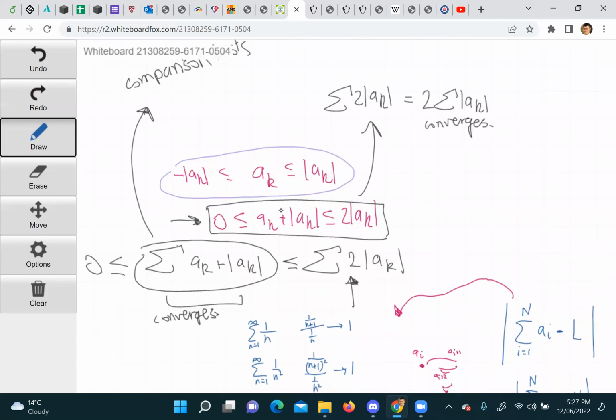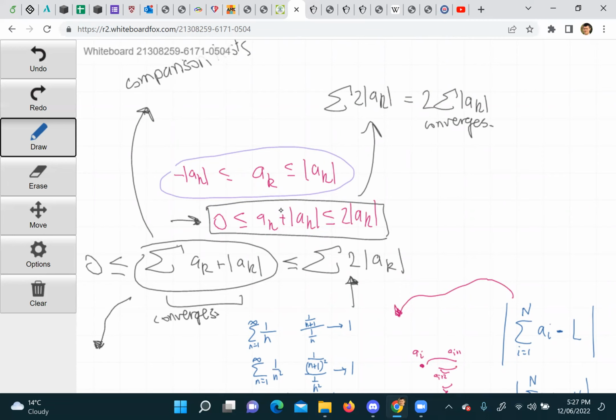It's obvious that it converges because of the definition of real numbers: if something is increasing and bounded, it's going to converge. So if all the terms are positive, the sum is going to be increasing and bounded by something, so it's going to converge.